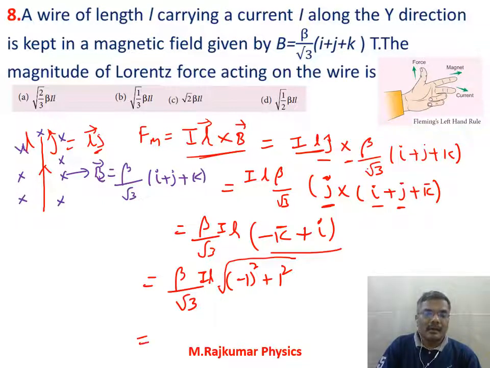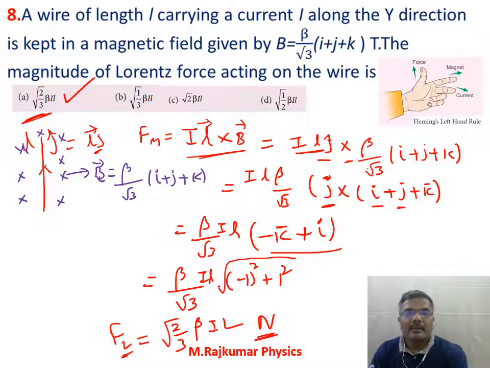So finally I will get it as root 2 by 3 into beta I L. So this is the Lorentz force, or magnetic force, acting on this wire of length L, and it's along this y direction. The force acting on it will be this much of newtons. So the answer here will be this one. A option is the right answer.